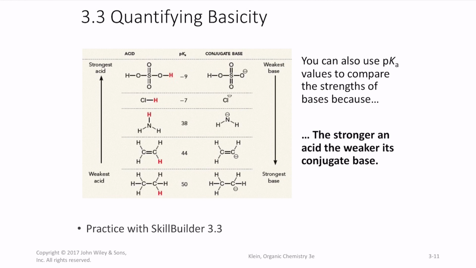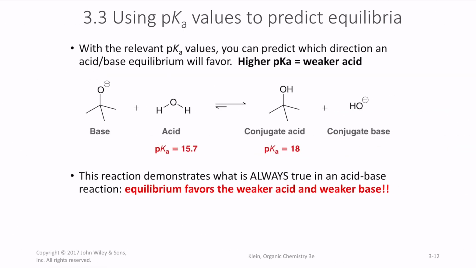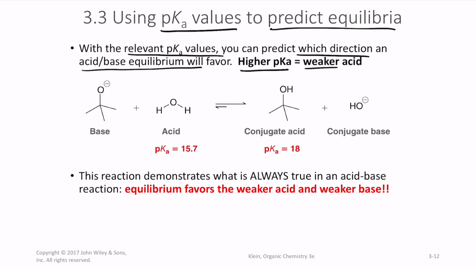You can also use pKa to compare the strength of bases, because the stronger the acid, the weaker its conjugate base. Now, how do we use pKa values to predict the equilibrium? With the relevant pKa values, you can predict which direction an acid-base equilibrium will favor, whether it favors the products or the reactants. The higher the pKa, the weaker the acid. Remember this idea: lower the pKa, stronger the acid; higher the pKa, weaker the acid.